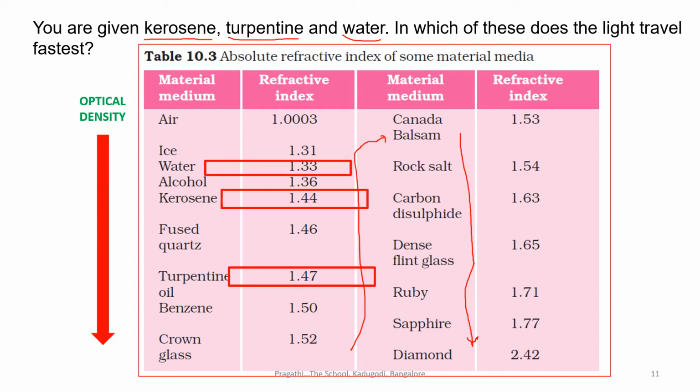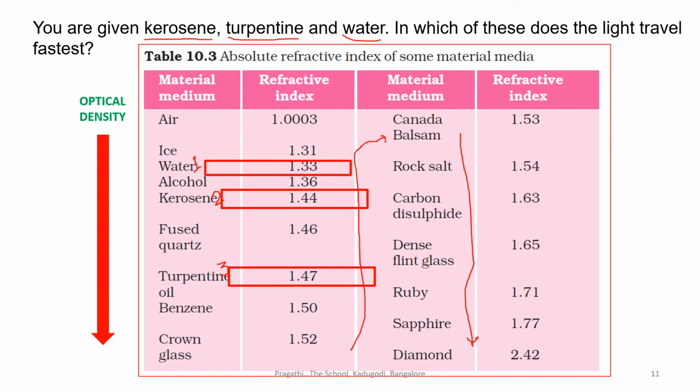As you know, the optical density of water is very less compared to the others. So this is number 1. That means light travels fastest in water first. Then comes second, kerosene, where it travels faster but much slower than water. Turpentine is much thicker because its refractive index is 1.47, so this comes third. So light travels fastest in water, second fastest in kerosene, and third fastest in turpentine.